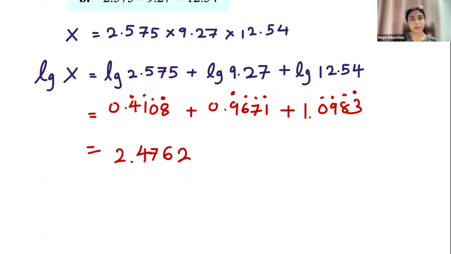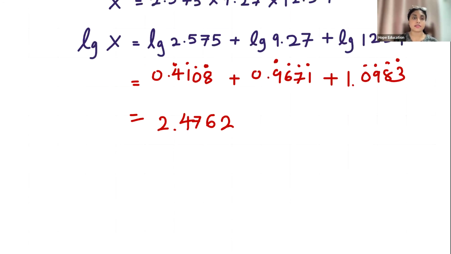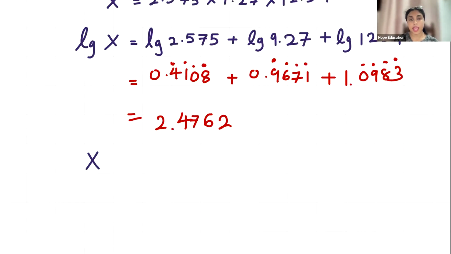Did you all get this answer? Up to this point, is it clear to all of you? Others? Okay, now let's move on. Now still this is a log value, no, this is log x. What I want is x, because x is the answer of this. x would be the anti-log of this.